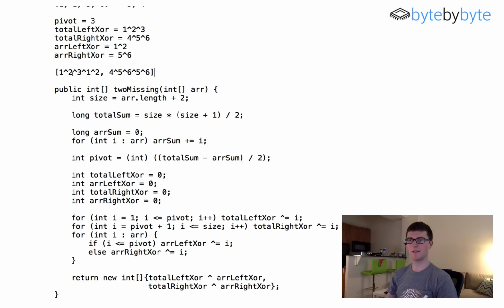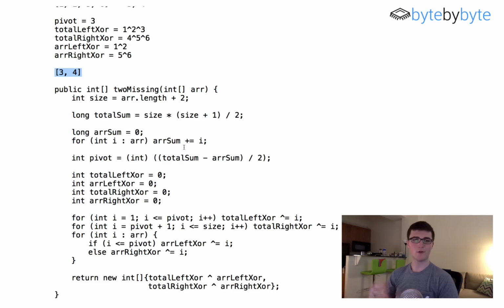And if you cancel these, the 1s cancel, the 2s cancel. So we're left with 3. And in this case, the 5s and 6s cancel. So we're left with 4. And that's the result that we want. So hopefully that makes sense. Let me know if you have any questions below.